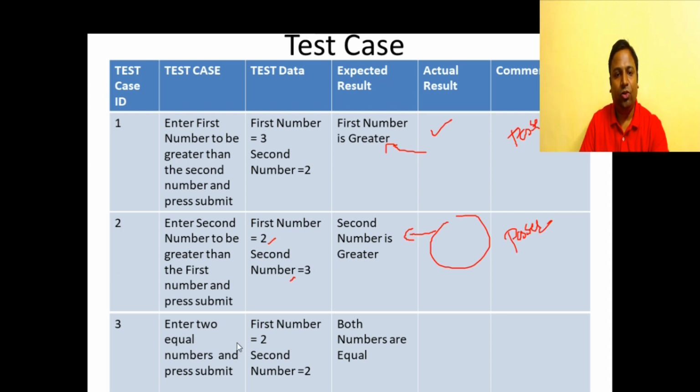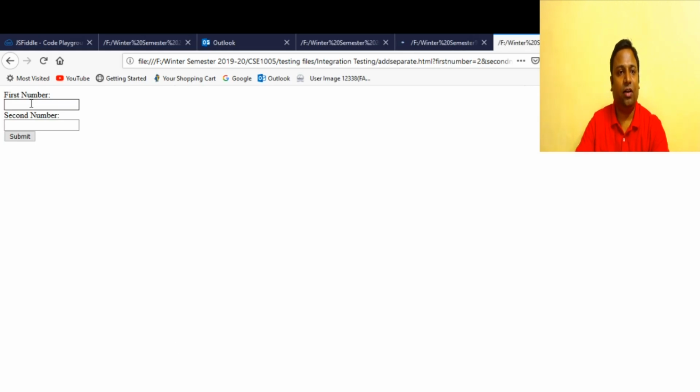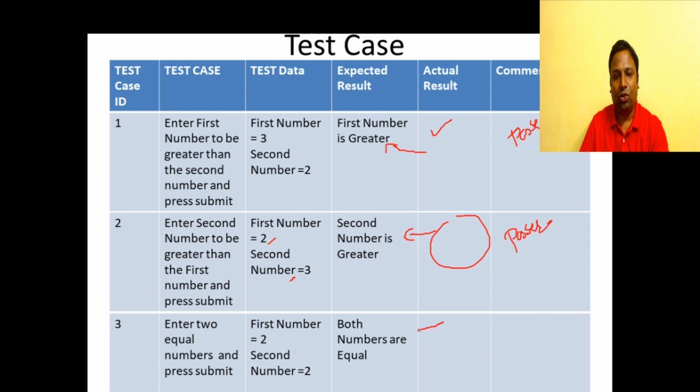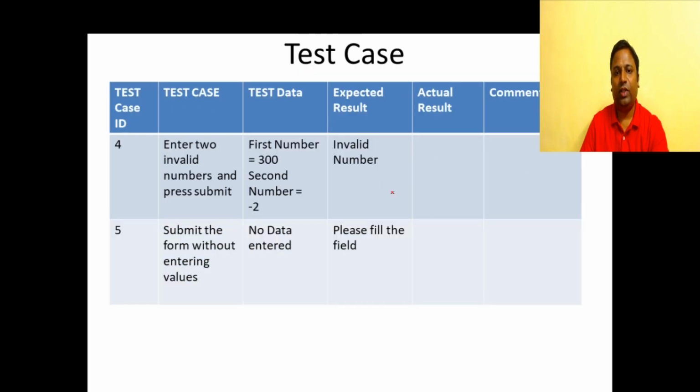And enter two equal numbers. We'll take two equal numbers here, and then we'll submit. So both numbers are equal. So that too matches. So this test case also passed. And so we'll go and execute the next set of test cases.